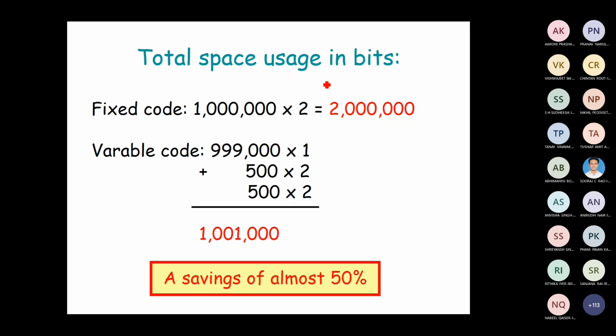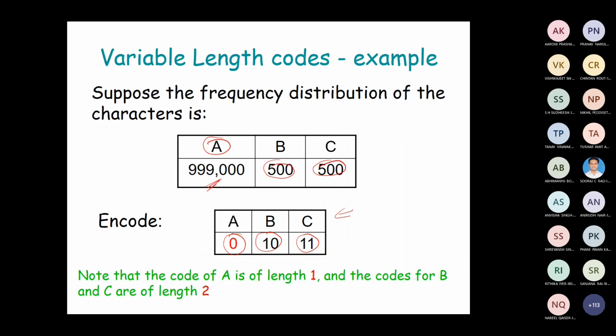If I calculate the total space usage for this particular example, for a fixed length I am using 2 lakh bits. If it is a variable length code, I require only 1,10,000 bits to represent the 1 lakh characters, so that I can save almost 50%. This is the advantage I can get from variable length coding.